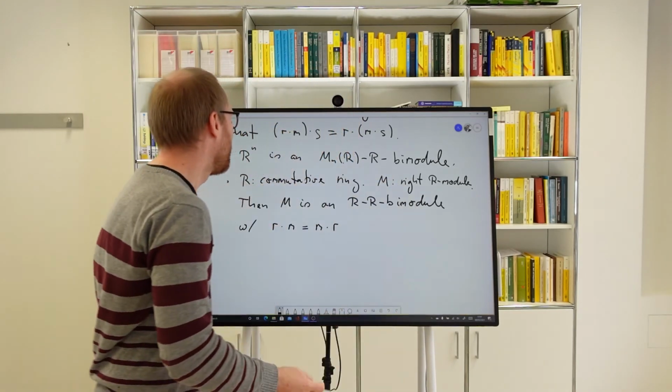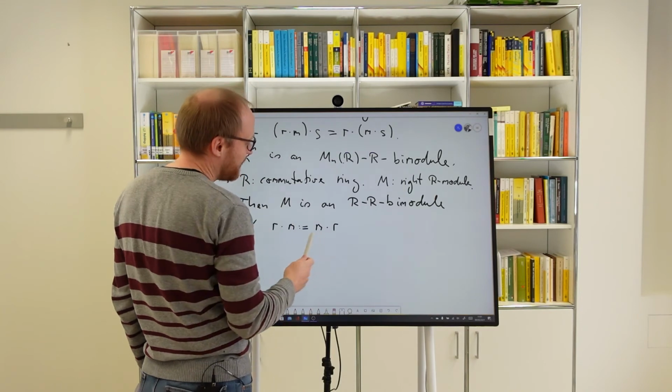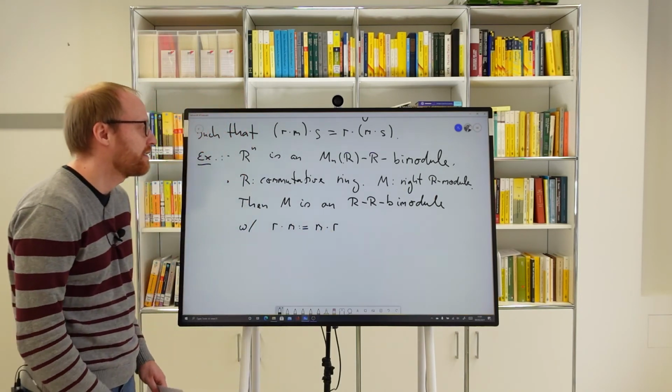And of course, the same thing works the other way around. If M is a left R module, then I take the right-hand side as what I want to define, and I take the left-hand side as a definition.